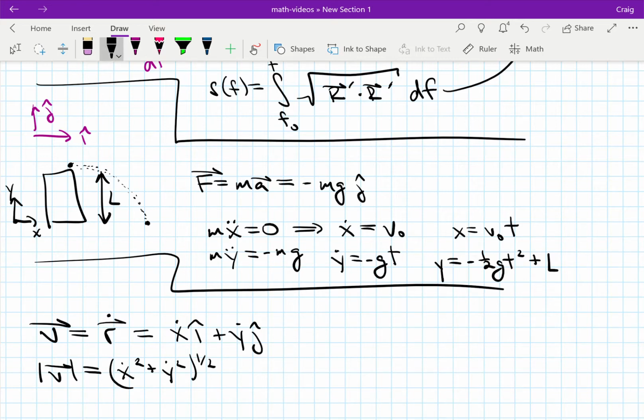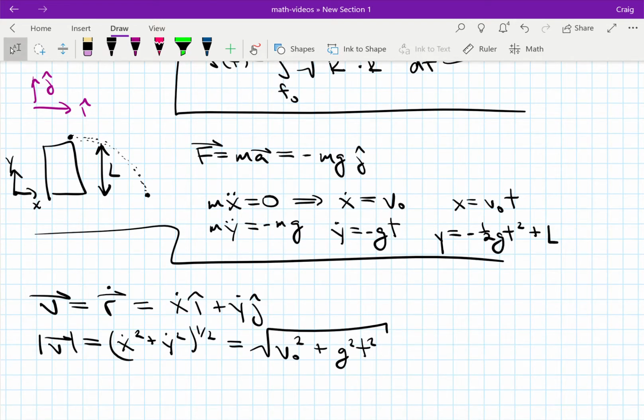So I have my expression for the horizontal velocity. I have my expression for the vertical velocity. So I know the speed. So this is equal to the square root of v naught squared, that's the horizontal velocity that I use to throw the ball off the roof, plus g squared t squared. So the horizontal velocity is always v naught. The vertical speed is g times t. And so the total speed is the square root of v naught squared plus g squared t squared.